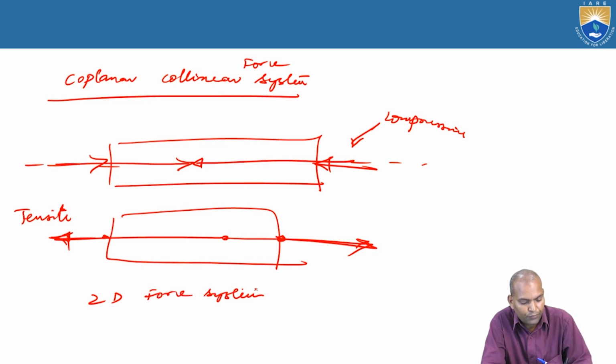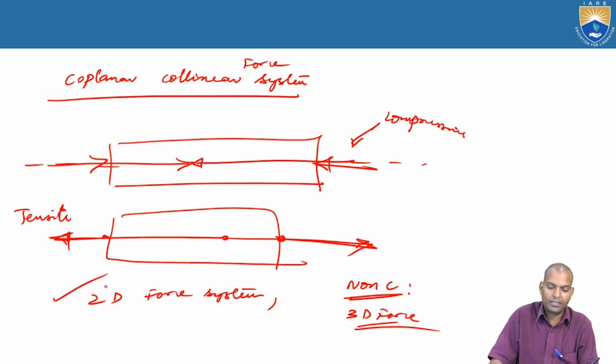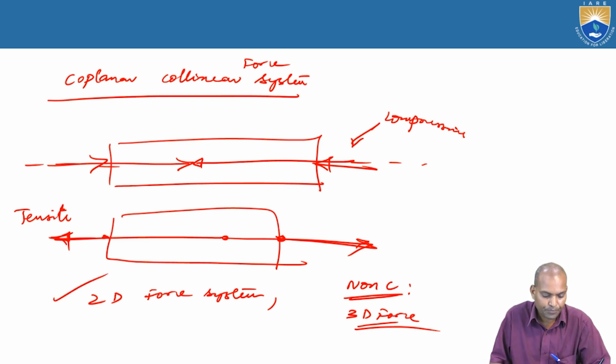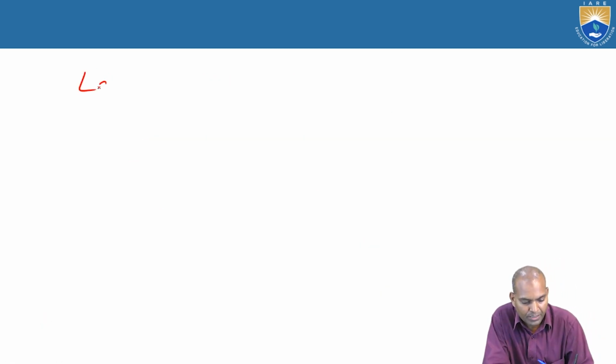Whereas a non-coplanar force system is known as the 3D force system, with X, Y, Z directions. Here it can be either XY or YZ or ZX systems. That's two-dimensional. For a coplanar force system, one has to focus. Coming to Lami's theorem, the second topic is Lami's theorem.